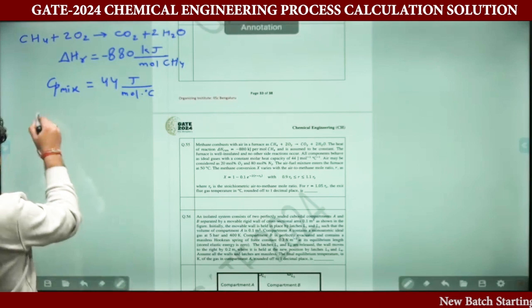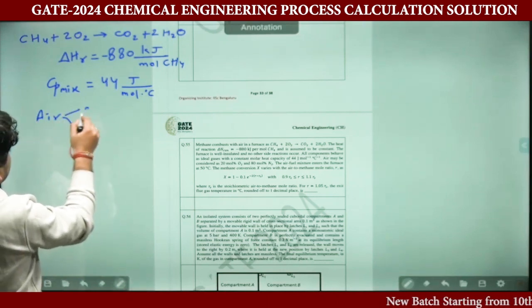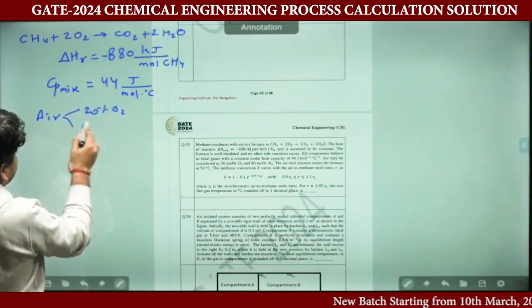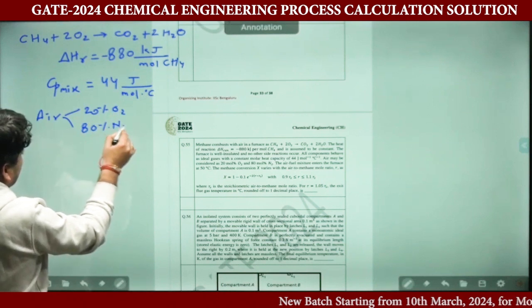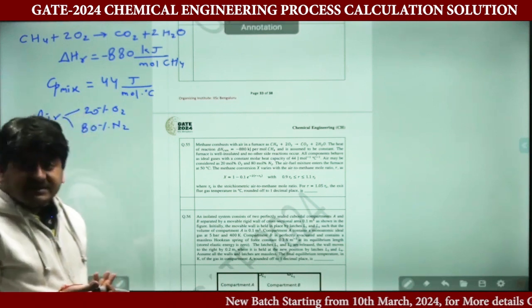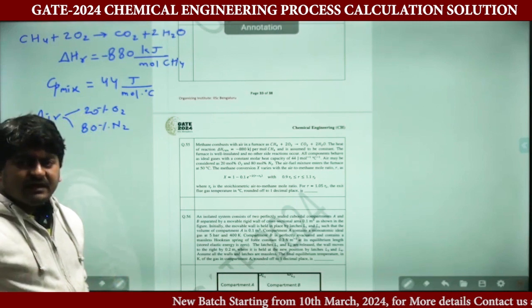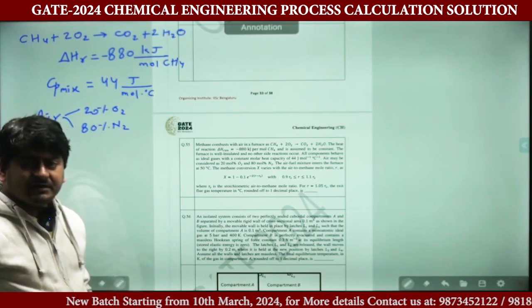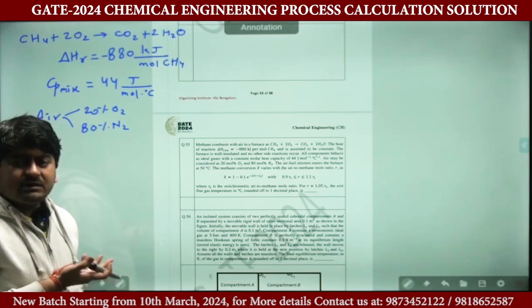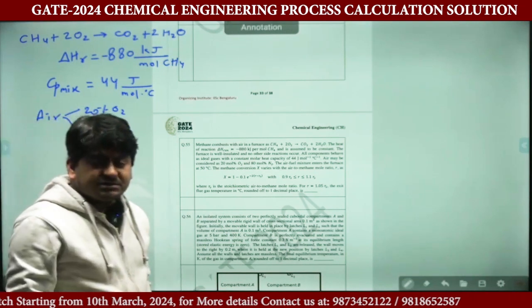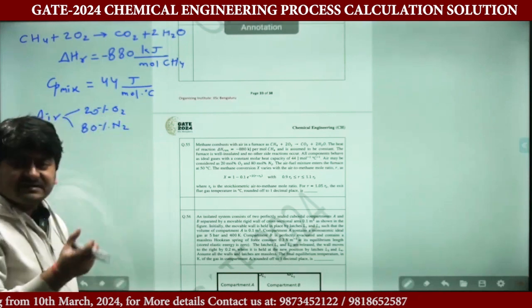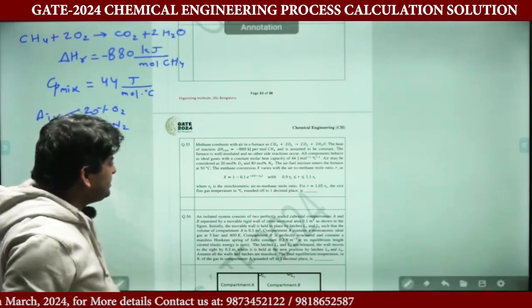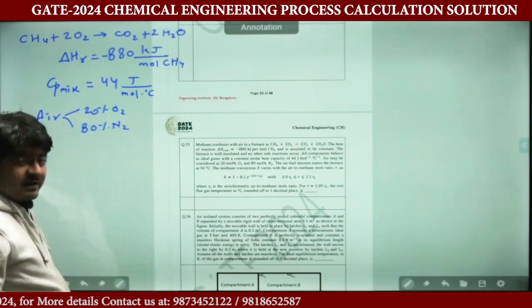Air may be considered as 20% O2 and 80% N2. You can understand from this data only. Generally, air has 21% O2 and 79% N2, but in this they have given 20-80. So it is obvious they want us to simplify the calculation. Okay, so these are the hints they give with the questions, if you can catch them.